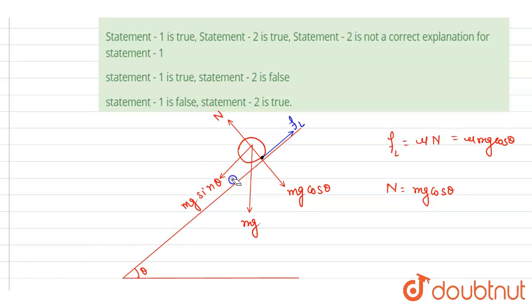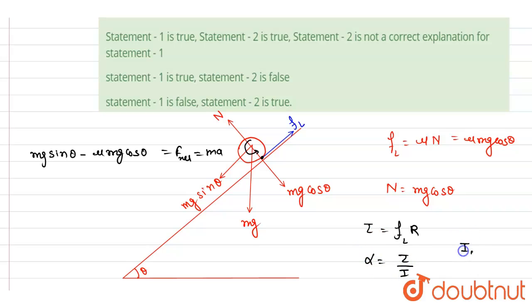If you see here, the acceleration will be what? mg sin theta minus the friction force, which is again the same for the two. This will be the net force, which we could write as mass times acceleration. So acceleration will be the same. But if you see the torque, it is limiting friction times perpendicular distance, that will also be the same. But if you calculate alpha, I1 is not equal to I2. So alpha 1 will not be equal to alpha 2.